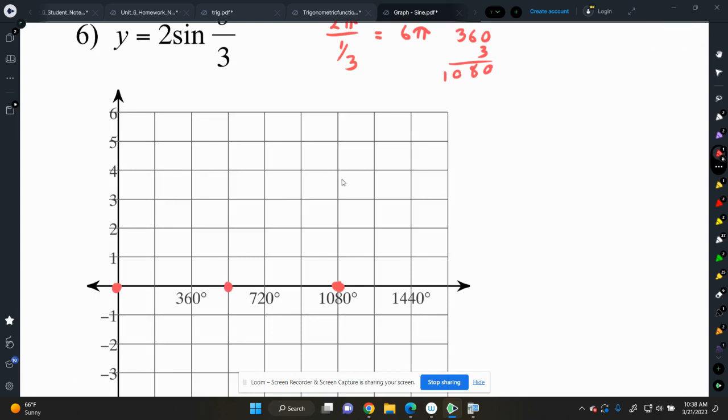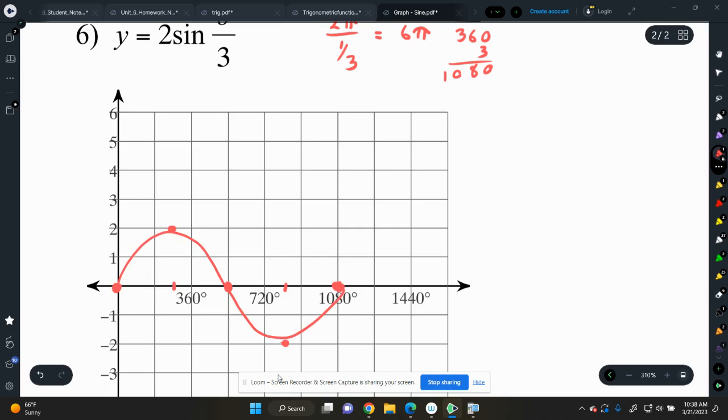Okay. And let's see, so sometimes I just kind of look at the tick mark. So halfway is going to be right there. And there's halfway. And this has an amplitude of 2. And there we go. Okay? You feel comfortable with that?